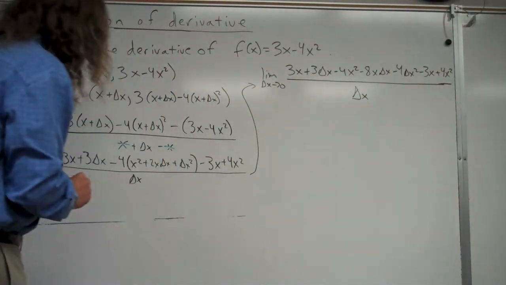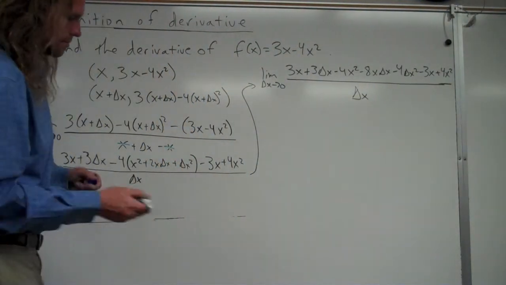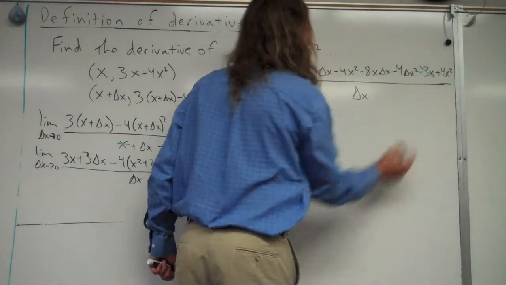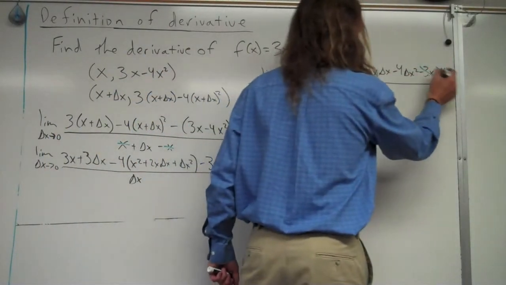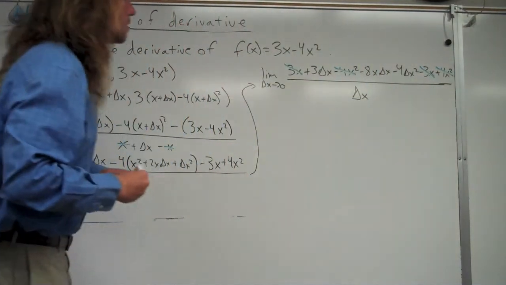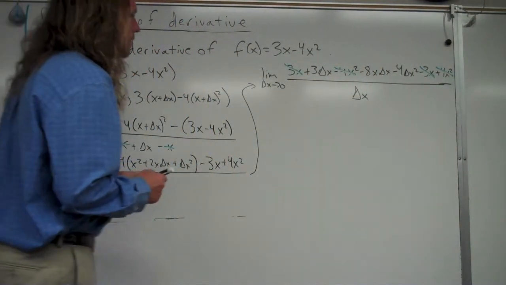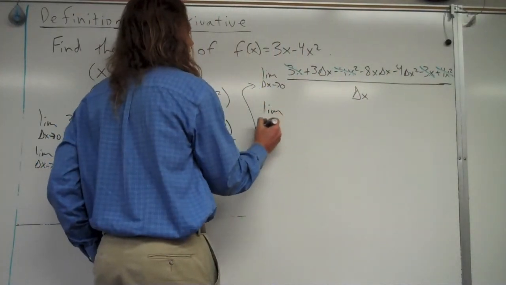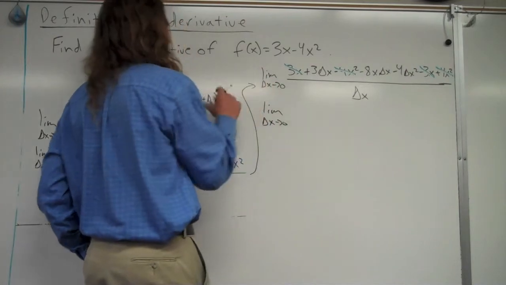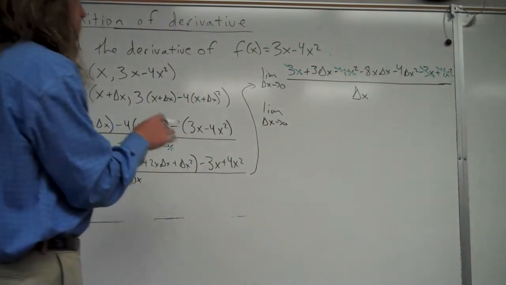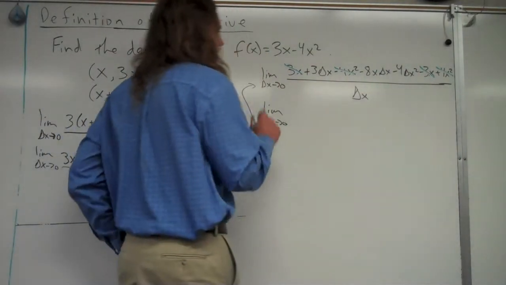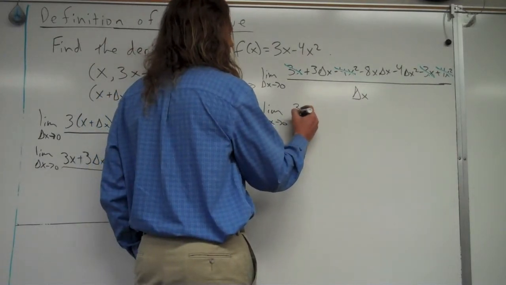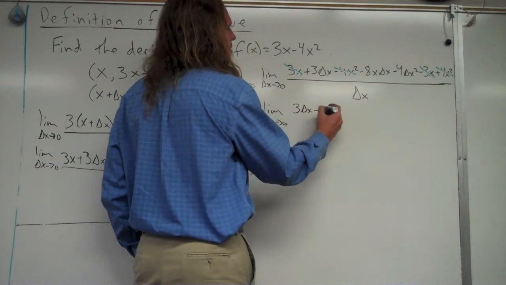Okay, so now what I should notice is some things should be canceling. For instance, the 3x here, the minus 3x right here. The minus 4x squared, the 4x squared right there. And as always, the remaining terms will have a delta x in them. When I say as always, it's with these types of problems that are kind of like polynomial problems. But if you're dealing with a radical or rational function, it might be different. So it ends up being 3 delta x minus 8.